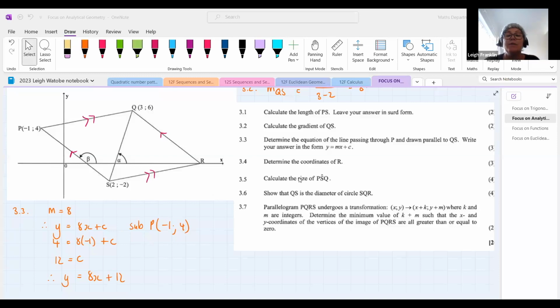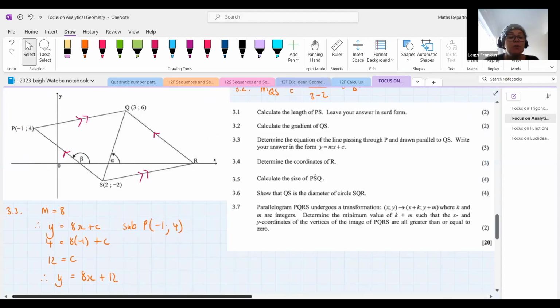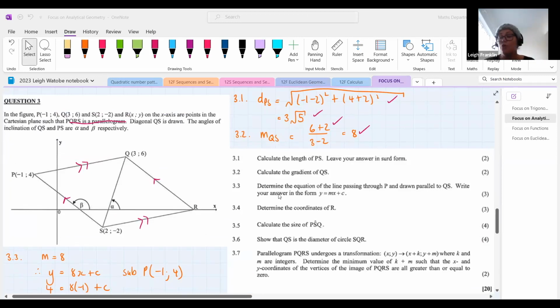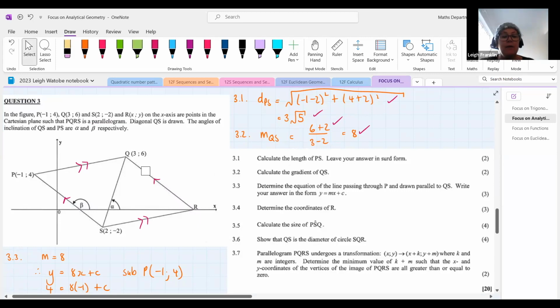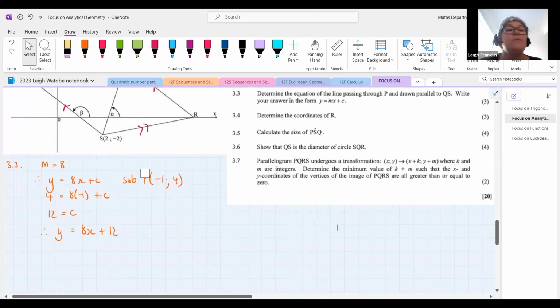Cool. All right. Now they want the coordinates at R, and this is out of 3 marks. So again, this is something that I want to have a little bit of a discussion with you guys about. They're asking us in question 3.4 to calculate the coordinates at the 4th vertex of a parallelogram. There are 2 ways that you can answer a question like this. The first way, so let me just make some notes here for you.